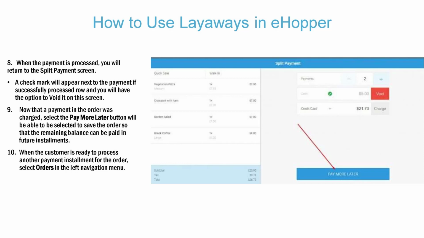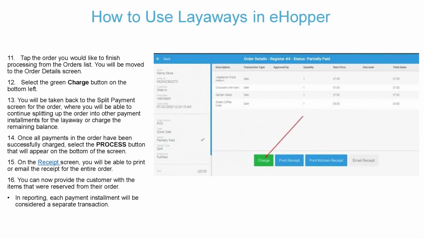10. When the customer is ready to process another payment installment for the order, select Orders in the left navigation menu. 11. Tap the order you would like to finish processing from the orders list. You will be moved to the Order Details screen. 12. Select the green Charge button on the bottom left.